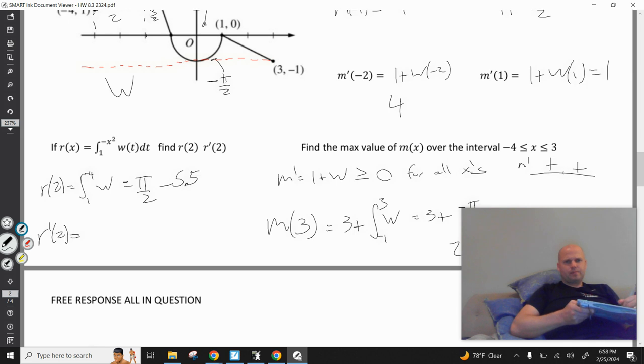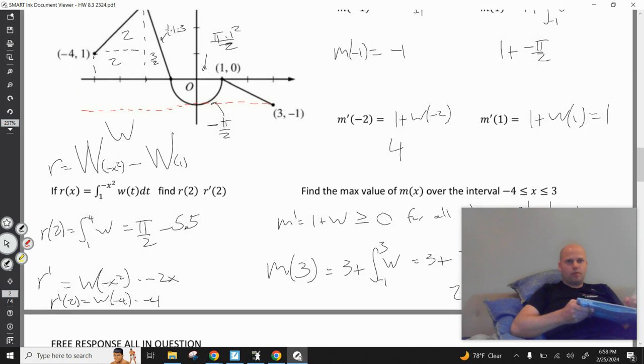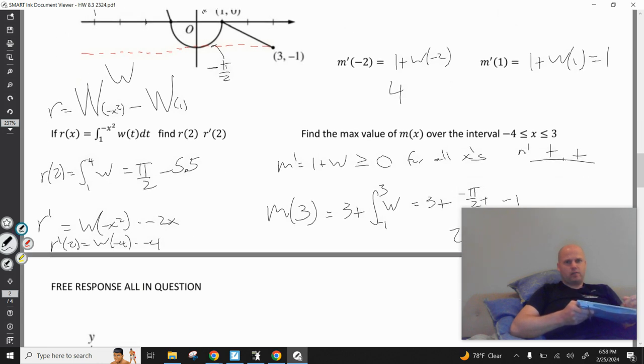R prime is more complicated than you think it is. If you took the accumulation and instead of accumulated, you said, okay, I can take an antiderivative, right? I can use capital W ending minus capital W starting. When you take the derivative of that, you get regular W of the inside times the derivative of the inside. R prime of 2 equals W of negative 4 times negative 4. W of negative 4 is the y value, which is 1 times negative 4, which is negative 4.